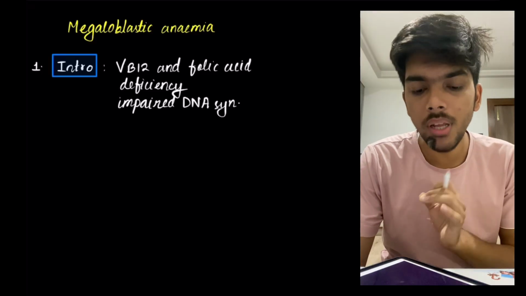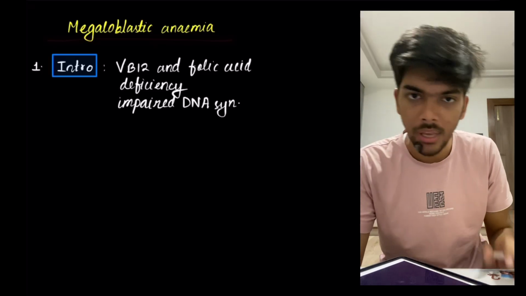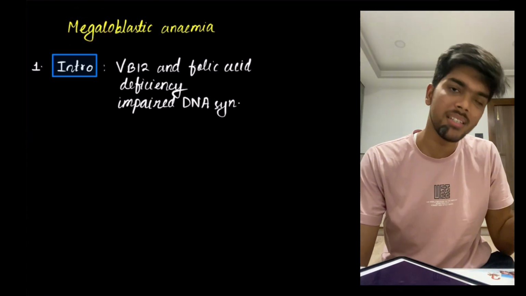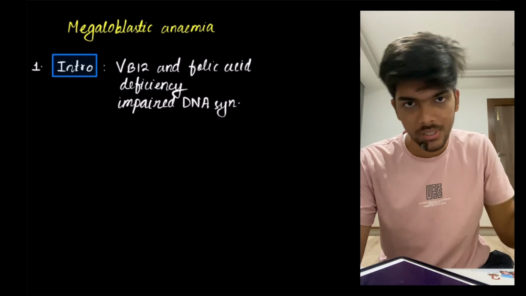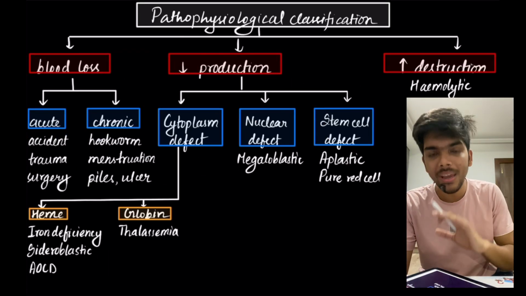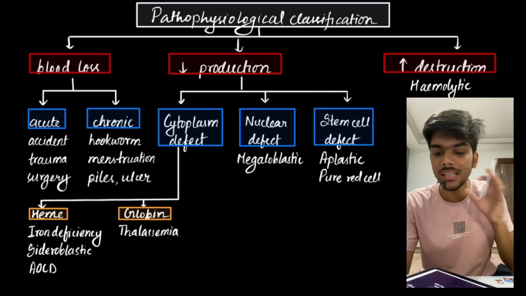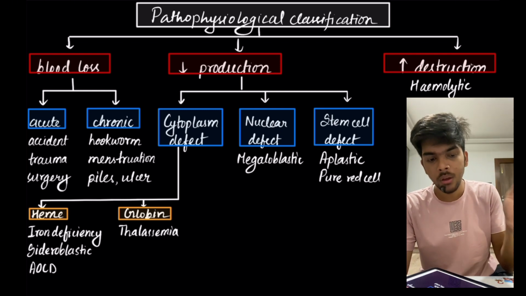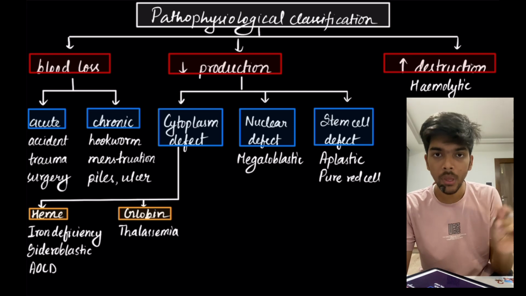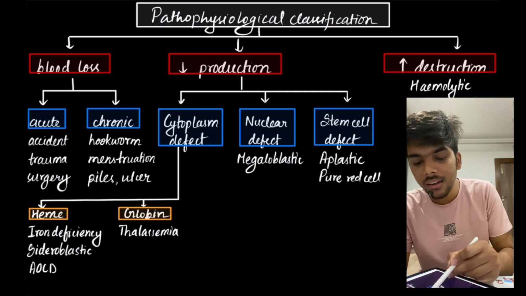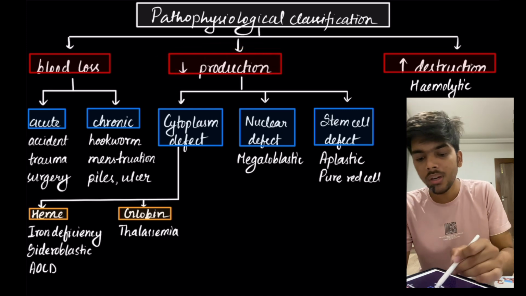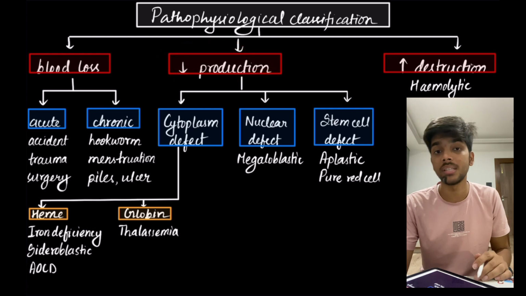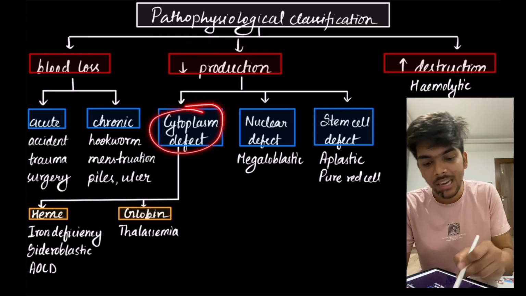The second type of anemia is megaloblastic anemia. In megaloblastic anemia, you are going to see cells that are larger than their normal size. So where exactly is megaloblastic anemia in this pathophysiological classification? Earlier in the video, we saw a type of anemia where there was decrease in production of red blood cells, or impaired production due to a defect in the cytoplasm.